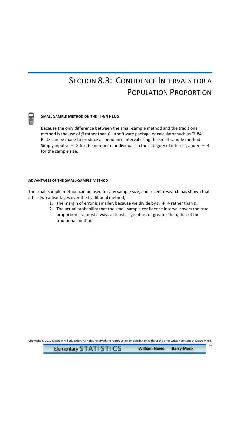There are two advantages of using the small sample method. Since we are dividing by n plus 4 rather than n, the margin of error is smaller. The actual probability that the small sample confidence interval covers the true proportion is almost always at least as great as or greater than that of the traditional method. This holds for confidence levels of 90% or more, which are the levels commonly used in practice.